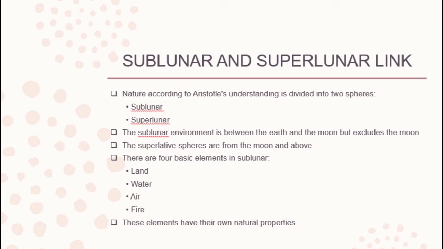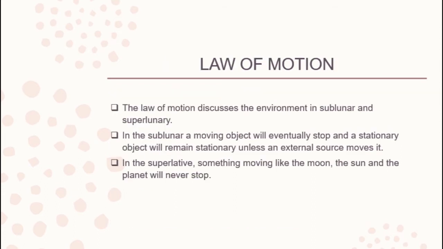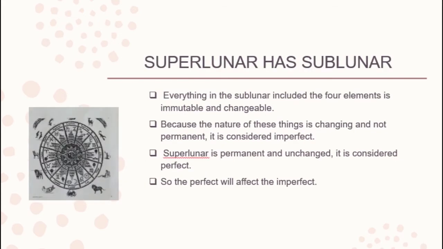There are four basic elements in the sublunar, which are earth, water, air, and fire. These elements have their own natural properties. Law of motion. The law of motion discusses the environment in the sublunar and superlunar. In the sublunar, a moving object will eventually stop and a stationary object will remain stationary unless an external source moves it. In the superlunar, something moving like the Moon, the Sun, and the planets will never stop.